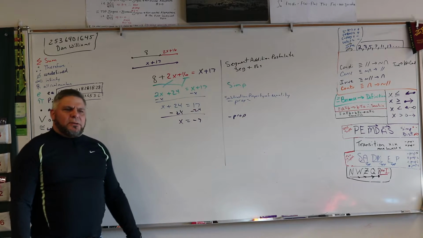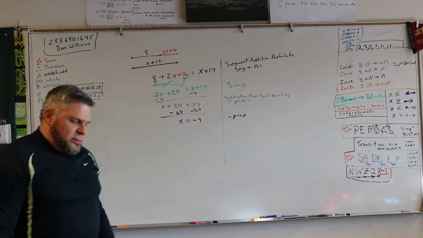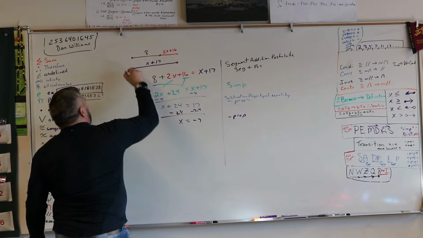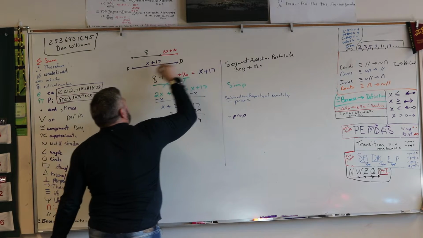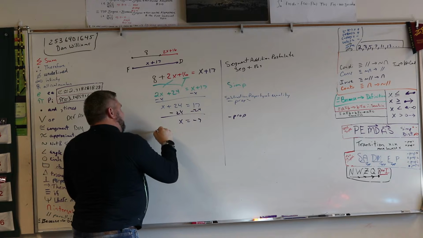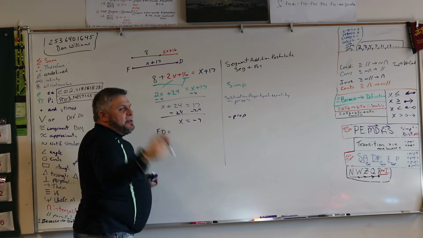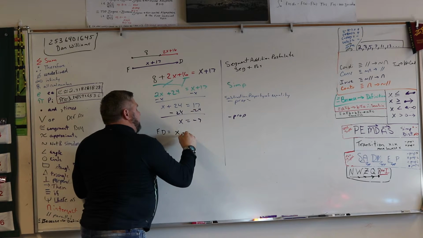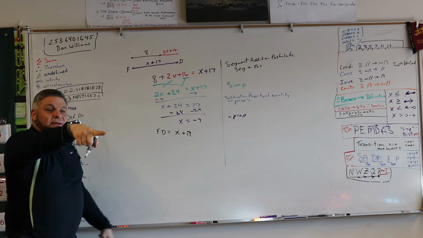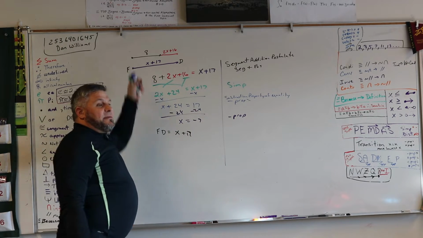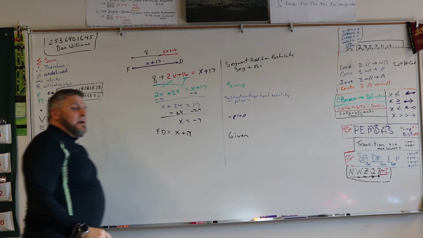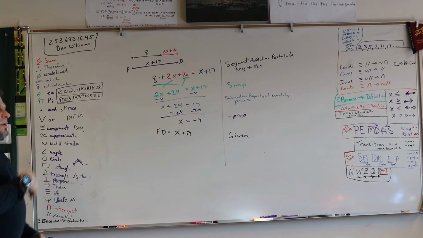We done? No. What do they want? They want us to find FD, the first line. FD, right? So that means that FD is equal to what? x plus 17, right? Now that's the given, because that's what they gave you, okay? Given. And then, what do we do?